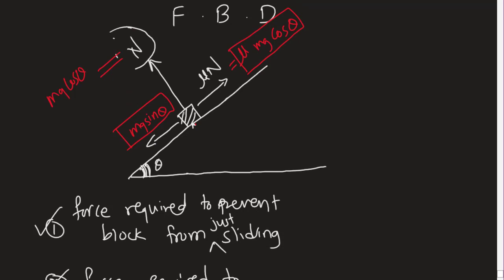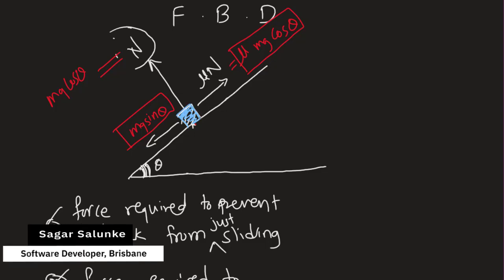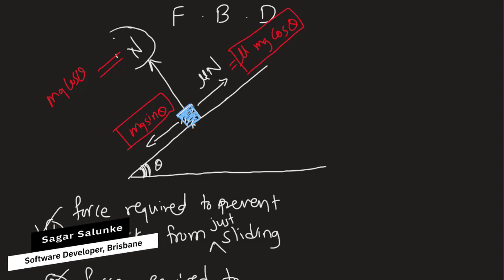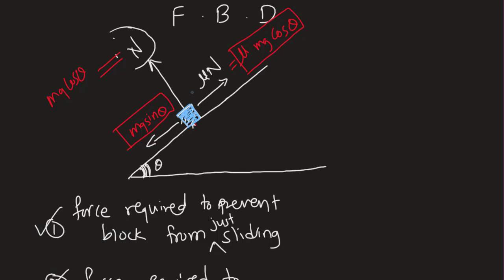So here we have got the diagram. Here is the block. So first of all, let us calculate how much force we will need to prevent this from sliding. But before that, it is important to understand the forces that act on this particular block on the inclined surface.